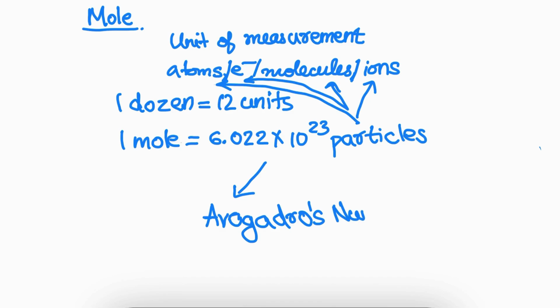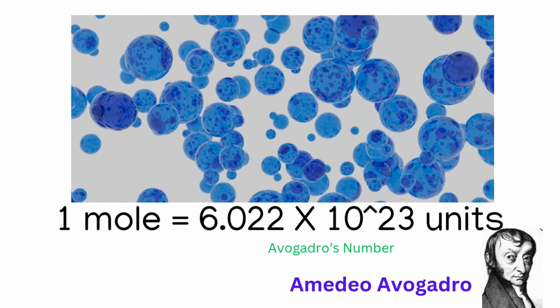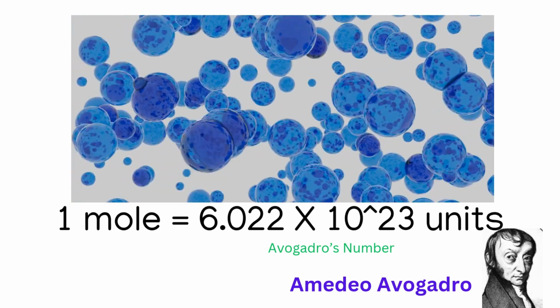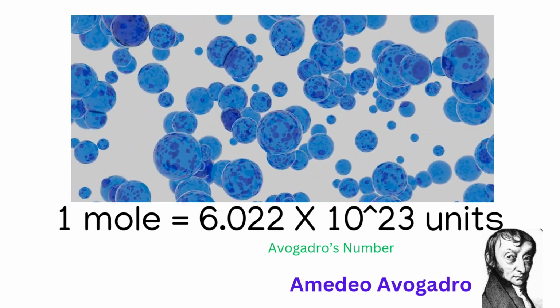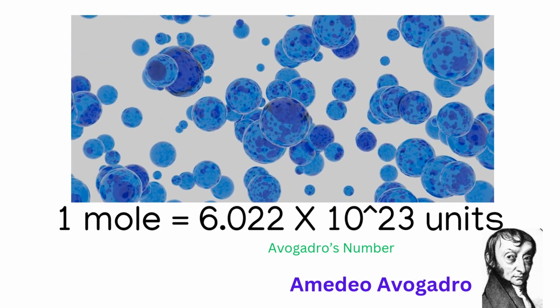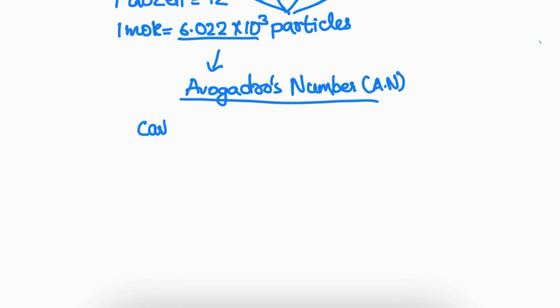And this number is called Avogadro's number, or AN. We can represent it by AN for now. Avogadro number is named after the scientist, the physicist Amedeo Avogadro. So how did Avogadro number come into existence? Was it just a random number? No, it was precisely calculated.